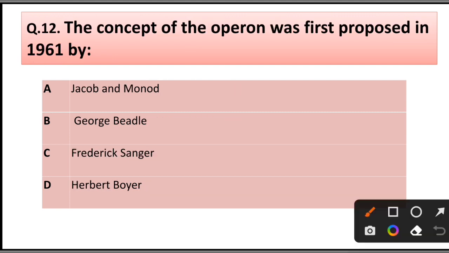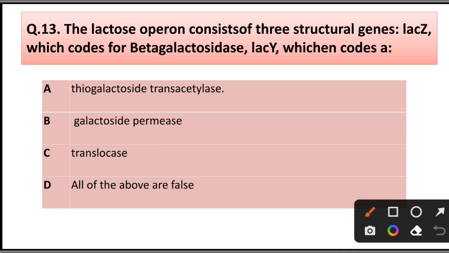Question number 12. The concept of the operon was first proposed in 1961 by Jacob and Monod, George Beadle, Frederick Sanger, Herbert Boyer. Correct answer is option A, Jacob and Monod.